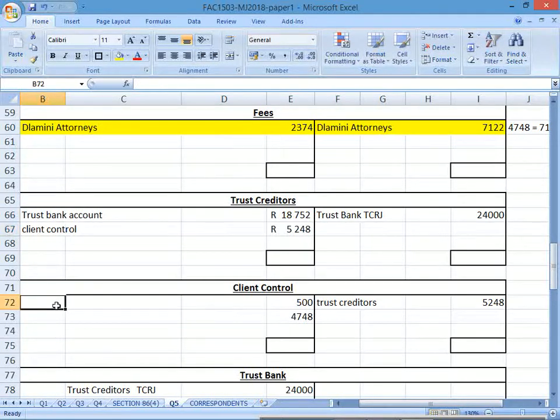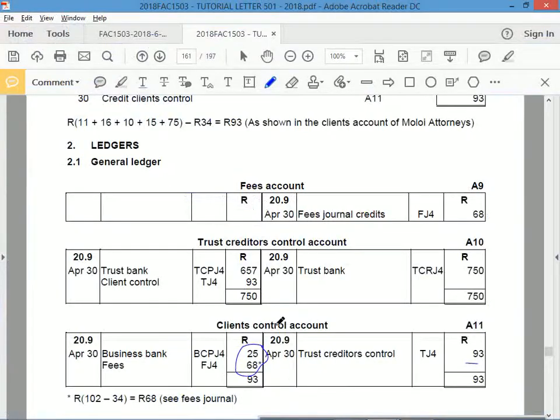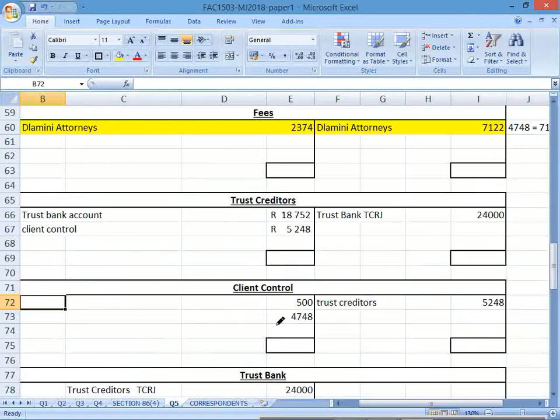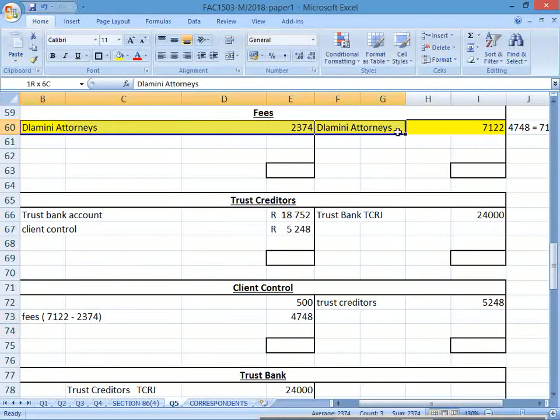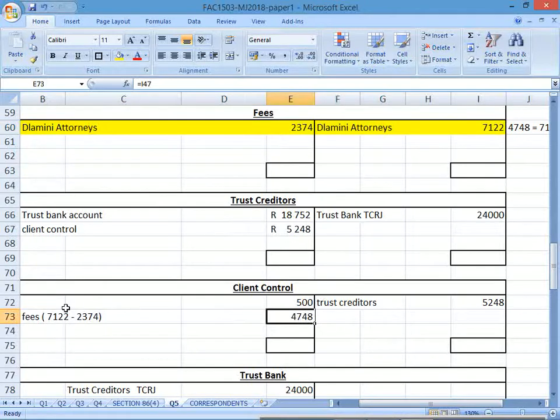Okay, the 500, let's go see the 500. The 500 would have been the business bank account and the fees. This would have been from the fees journal, fees brackets. This would have been the 7122 minus the 2374. Okay, because remember we showed it separately. I showed it as one amount, two separate amounts. They showed it as one amount. If you net the two figures off, you get that.